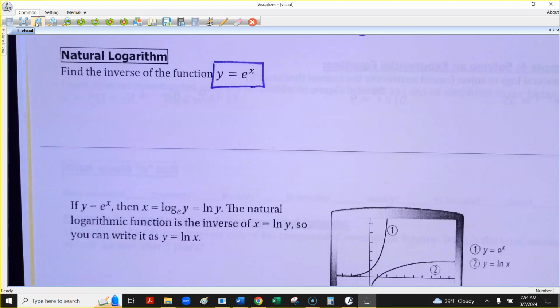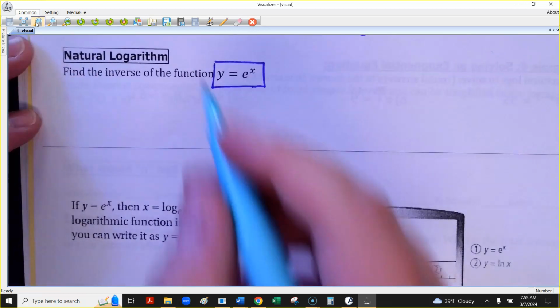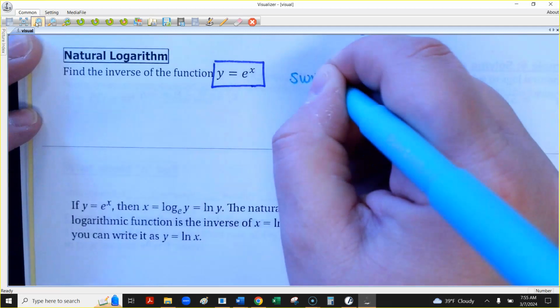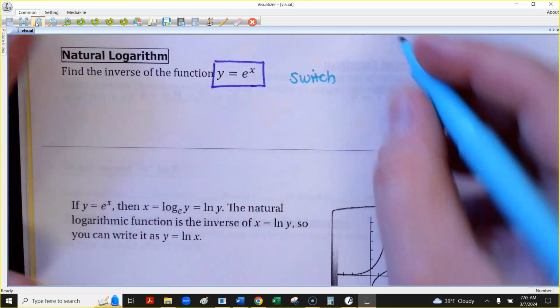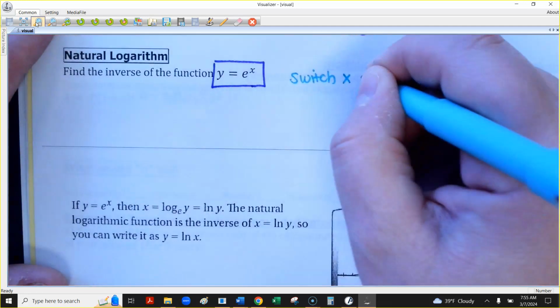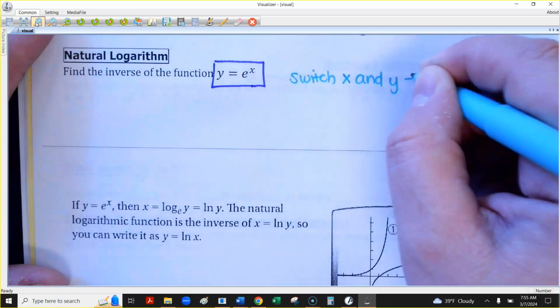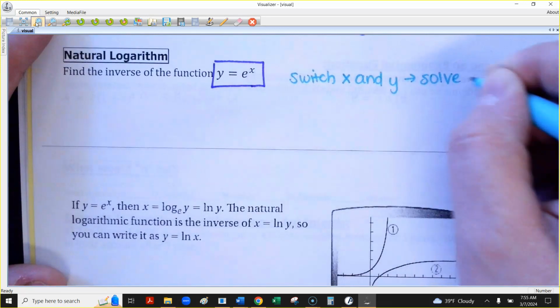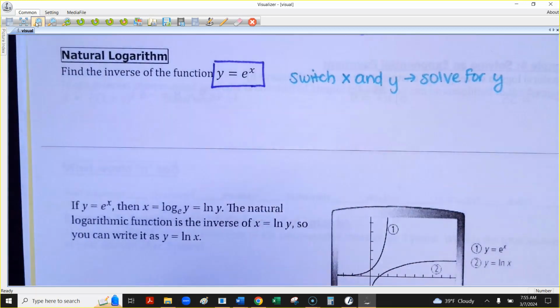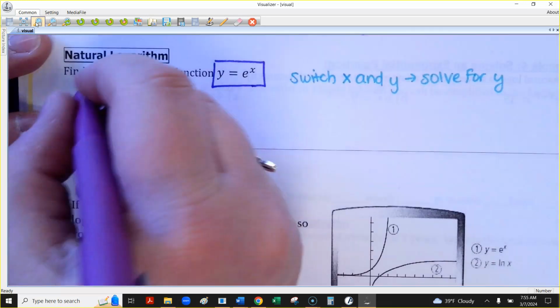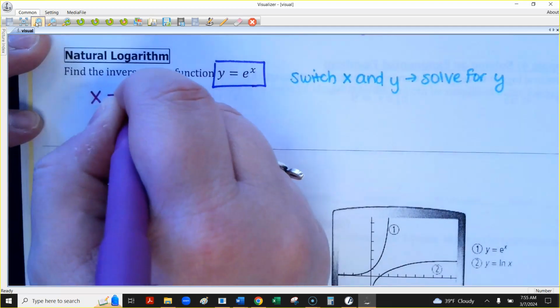Okay. If you don't remember this, this is an exponential function here, but it's not just for exponentials. This is for any function. You're going to switch x and y, and then you solve for y, which just means you're going to get y by itself on one side. So I'm going to take this original problem. I had y equals e to the x. So I'm going to write x equals e to the y.